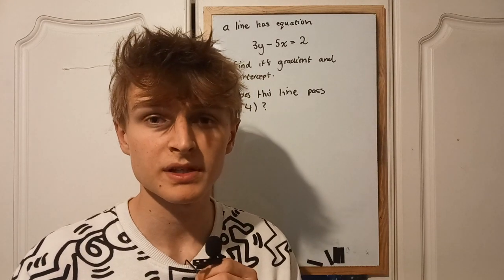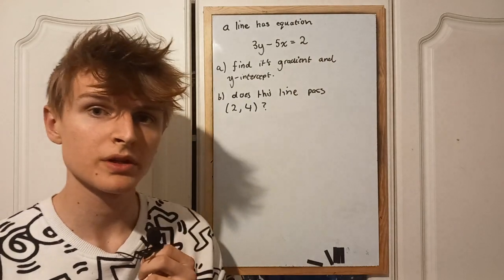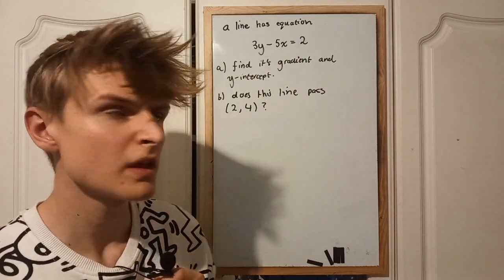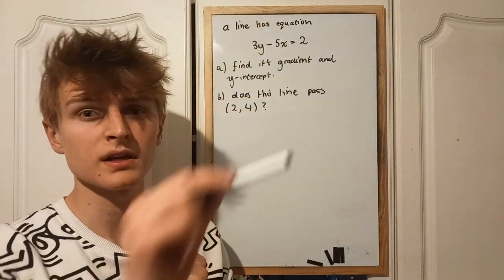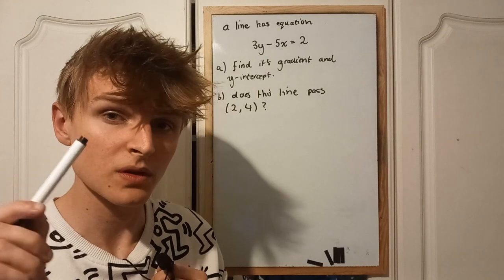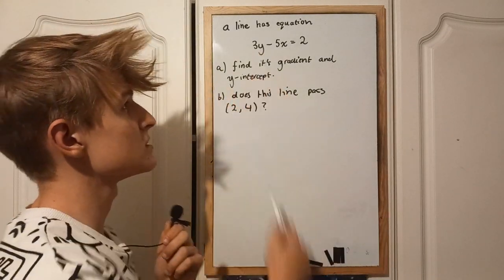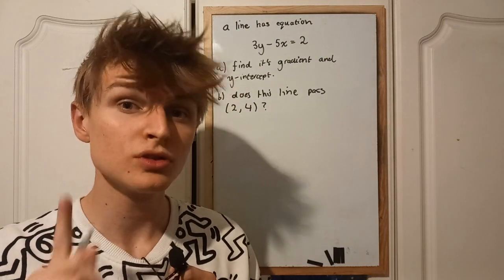Let's have some fun. Okay, so this first problem here is going to be a nice and simple one. It goes, a line has equation 3y minus 5x equals 2. Okay, let's remind ourselves about what that means. That means that we have a line in the XY coordinate system, and that for every single point, x and y, that's on the line, they all satisfy the equation where 3 times the y coordinate minus 5 times the x coordinate happens to equal 2.